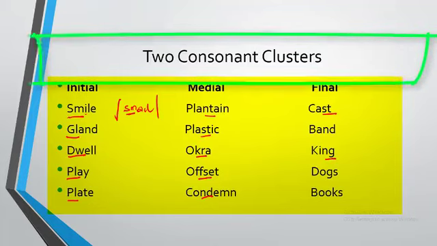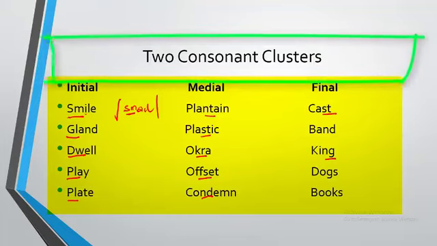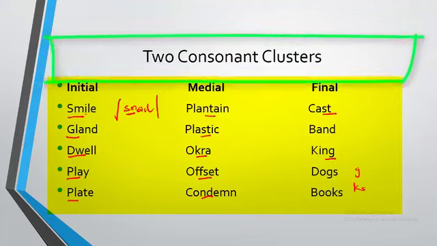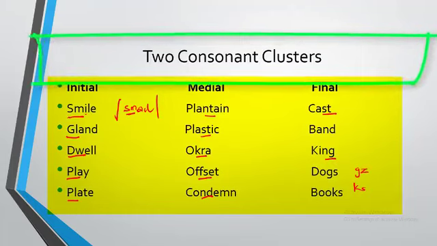Oh, we have there's ing. Then we have dogs. Then we have books. Okay, cluster here and here. Dogs. We have this. Right? So we have different endings here.